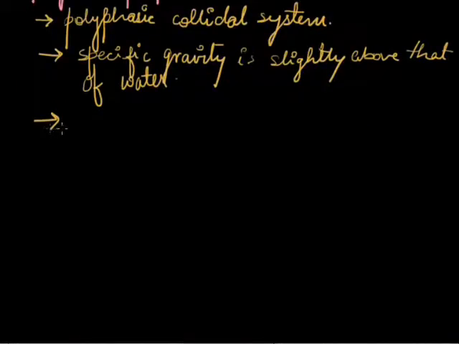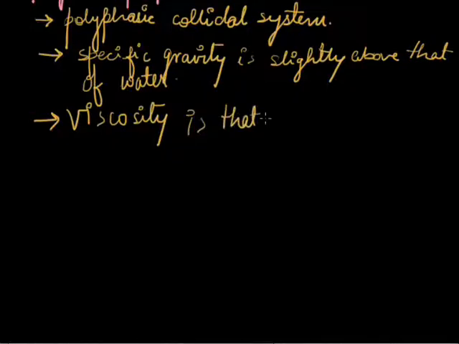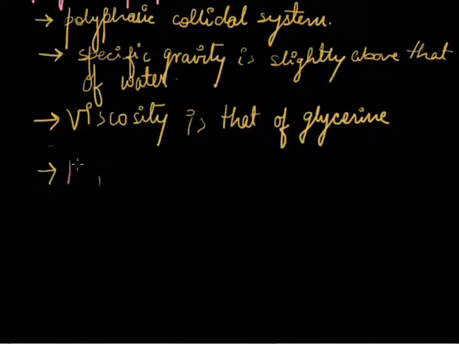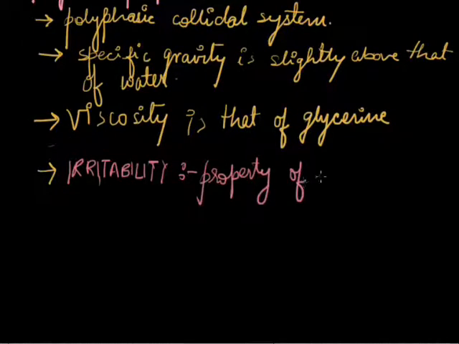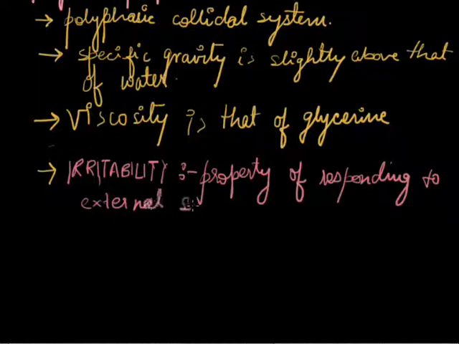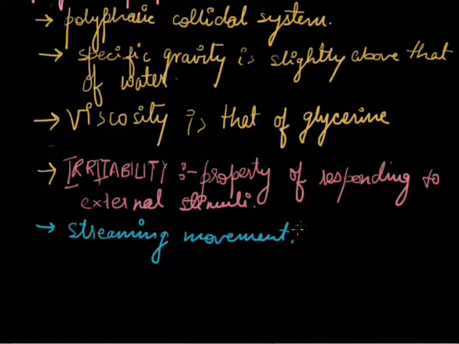Now, the third property is viscosity. Viscous means the property to flow. Viscosity is that of glycerin. One of the important properties is irritability. Irritability means the property of responding to external stimuli. Now the next property is streaming. Streaming movement means the rotatory movement of cytoplasm.